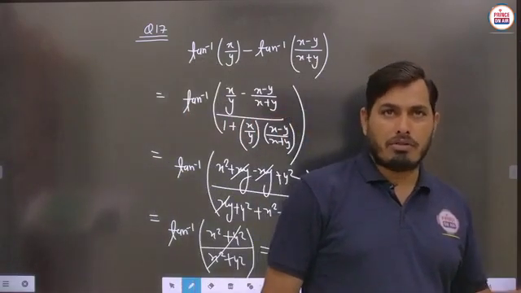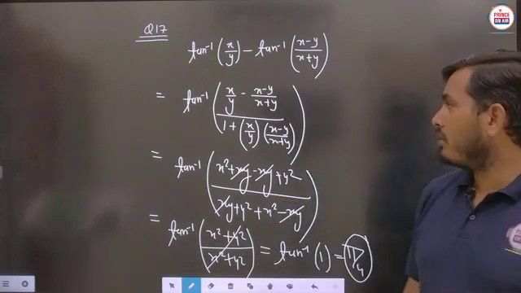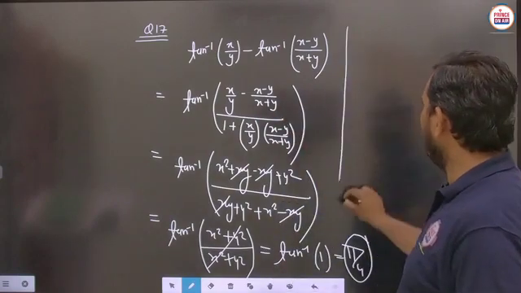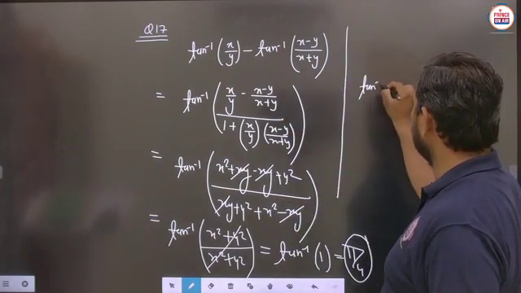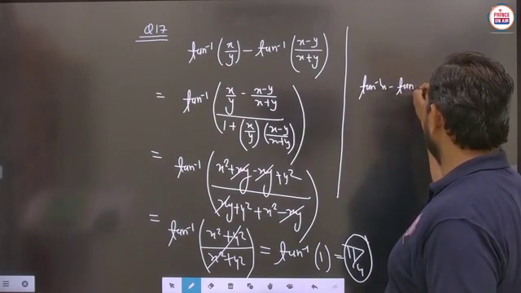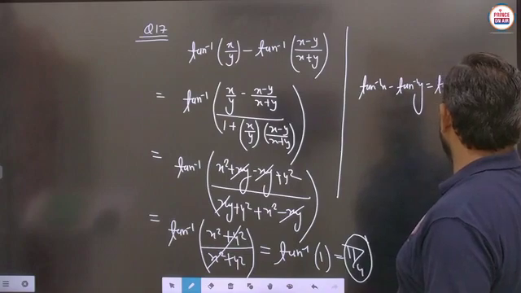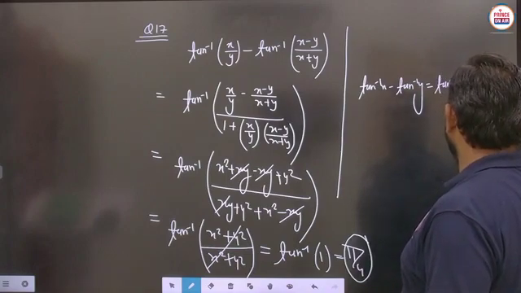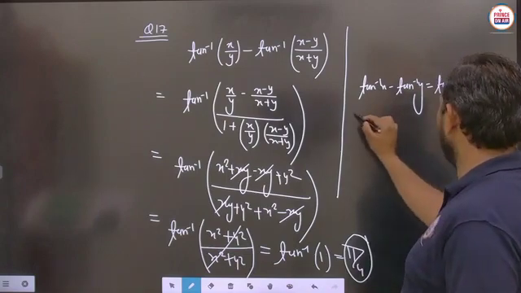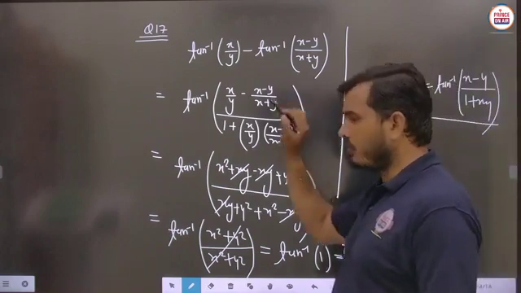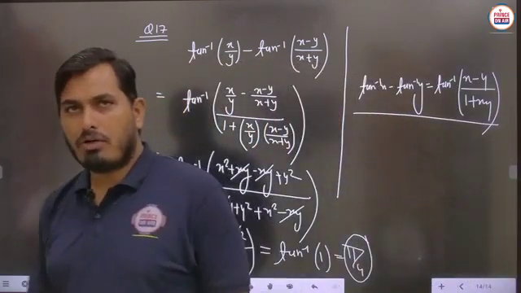Pi by 4 is the correct answer, where we have to just apply the formula of tan inverse x minus tan inverse y, that should be tan inverse of (x minus y) upon (1 plus xy). This formula is to be used in this particular question to get the required answer. Is it clear?